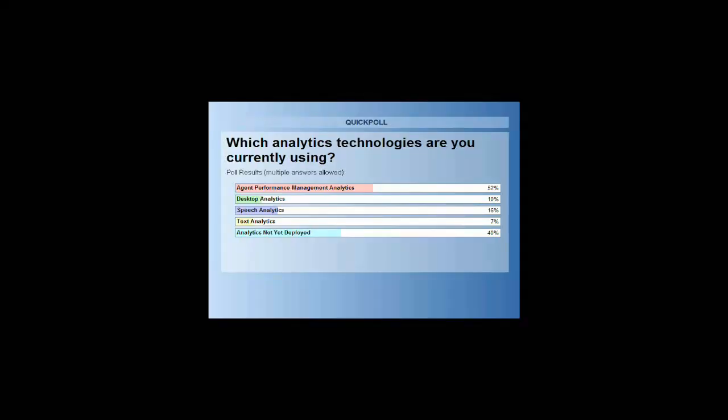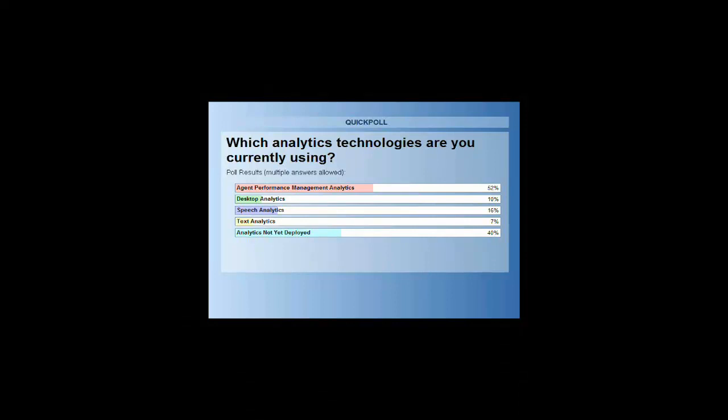So to go over the results that we're seeing here, it looks like Agent Performance Management Analytics comes in as the number one, which is being currently used, and second is Desktop Analytics. So that gives us a little idea of what each of you are working with.